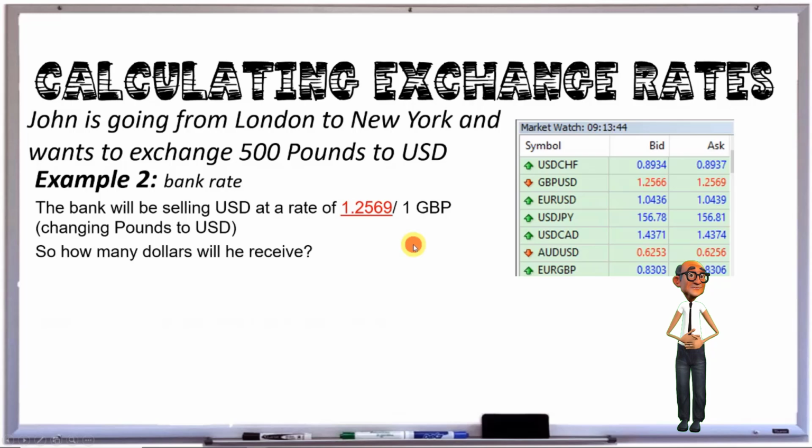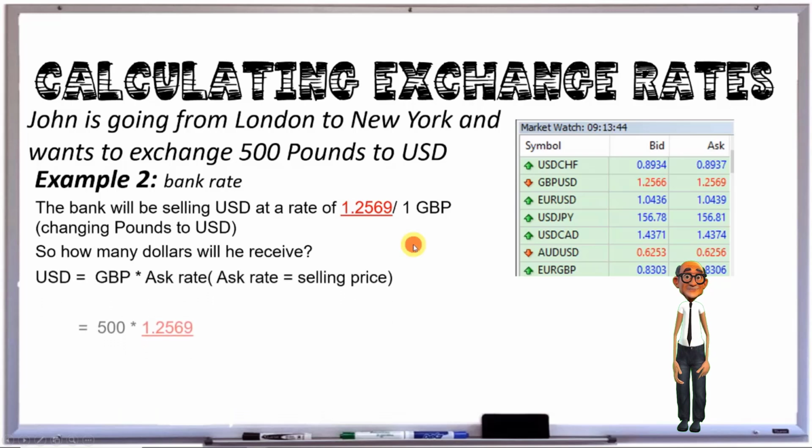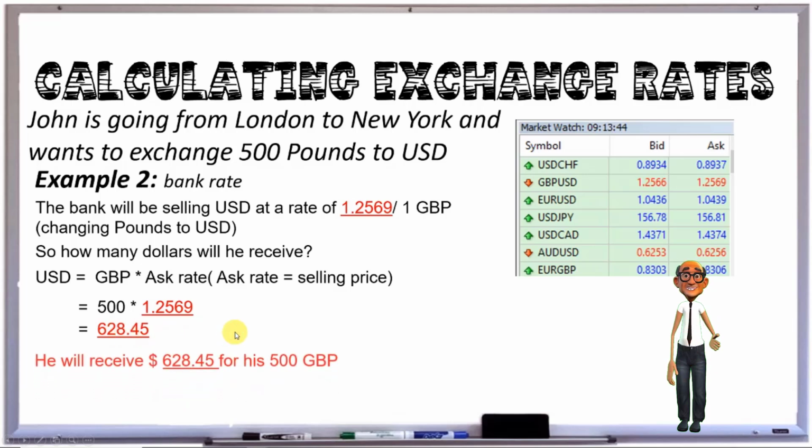So how many dollars will he receive? There's 500 because he's taking 500 pounds multiplied by the rate. So he'll be receiving $628.45 for his 500 pounds.